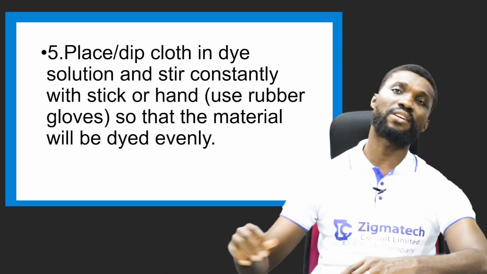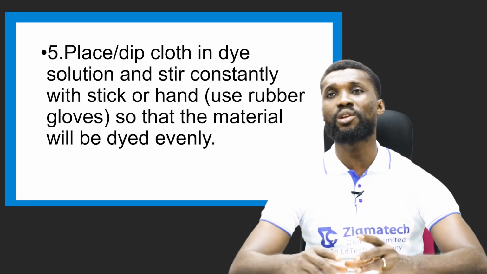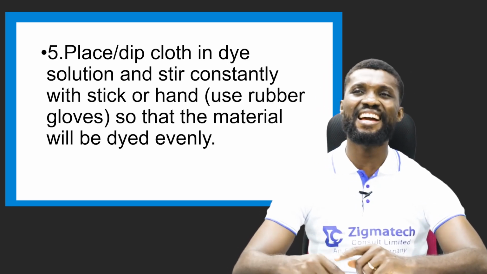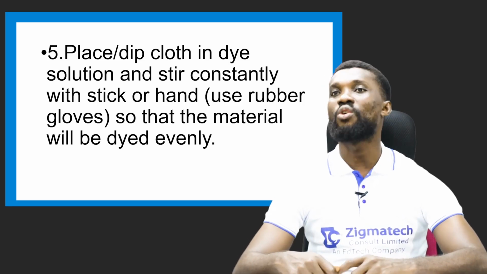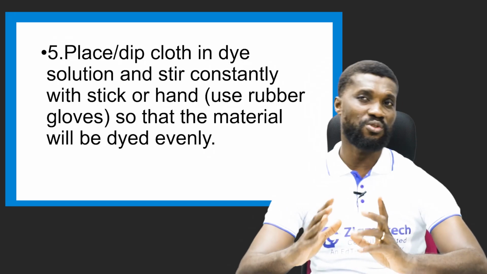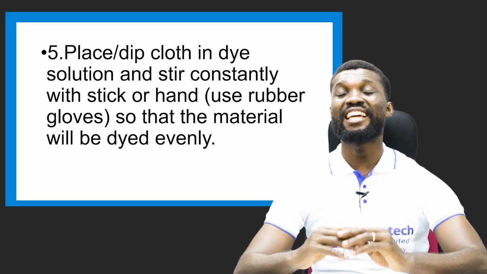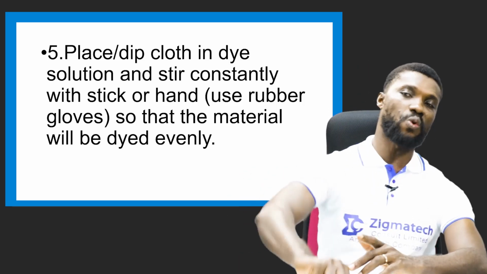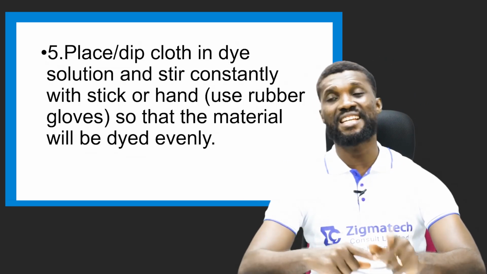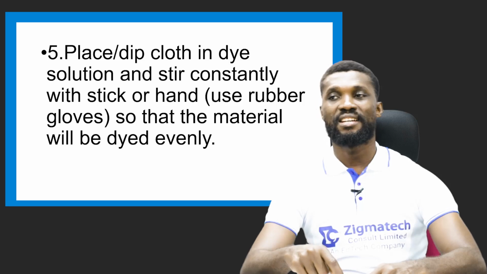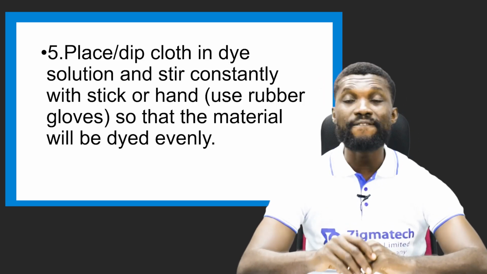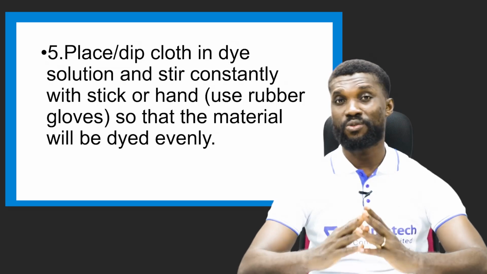Okay, now let's see this. When they have soaked the material in the hot water, they have squeezed it out, and they're getting it prepared for the dyeing process. All right, now after doing that, you place and dip the clothes in the dye solution, and then stir constantly with your stick or your hand. Remember to use a hand glove. Don't just use your bare hands to stir. You stir properly with your stick so that the material will be dyed evenly. Because sometimes, if you don't stir or turn the material properly, there are some places that you want dyed that the dye might not get to. But if you stir it and turn it properly, you'll get the dye to every place you want the dye to reach. I don't know if I'm communicating.